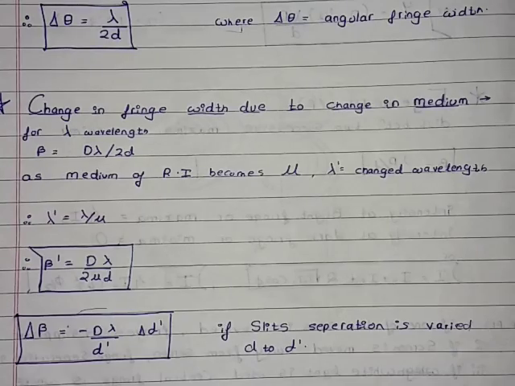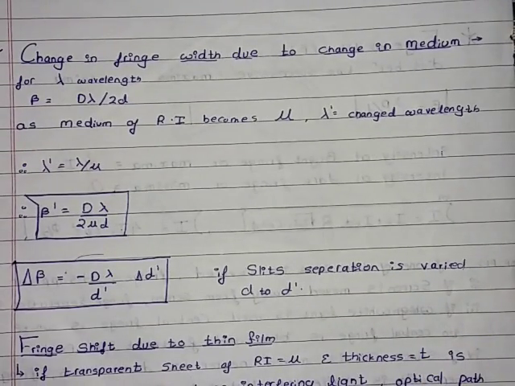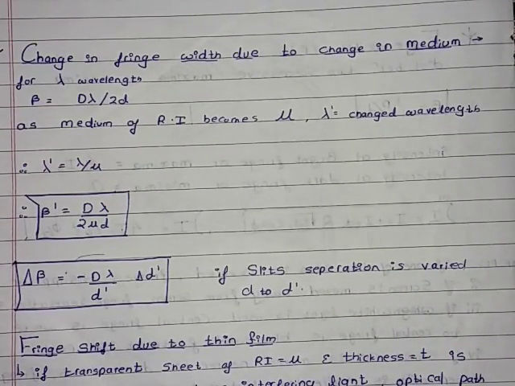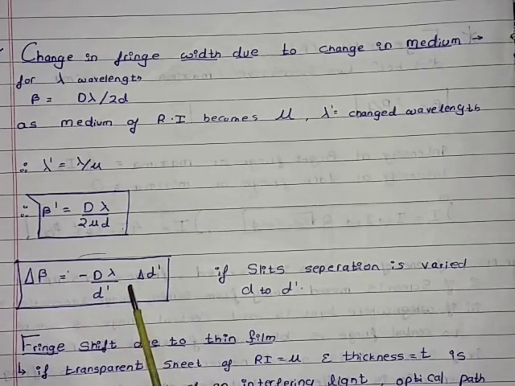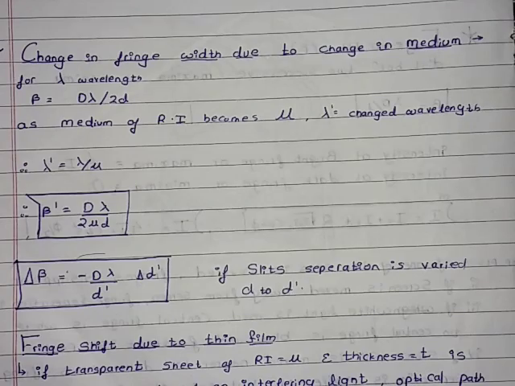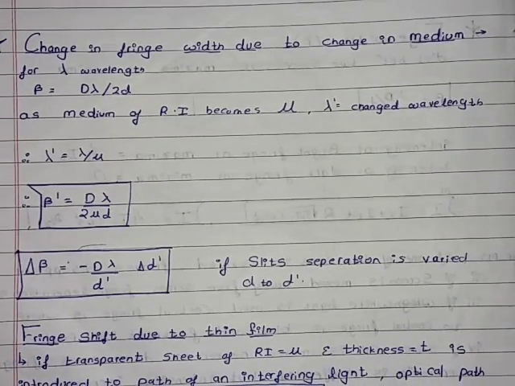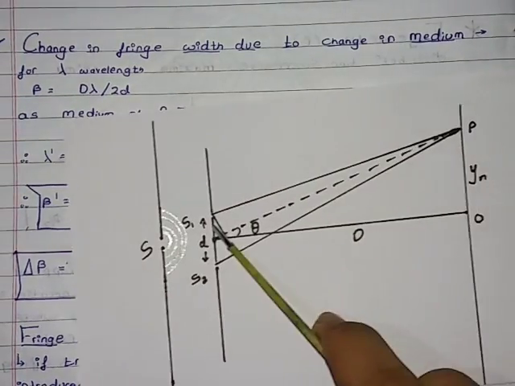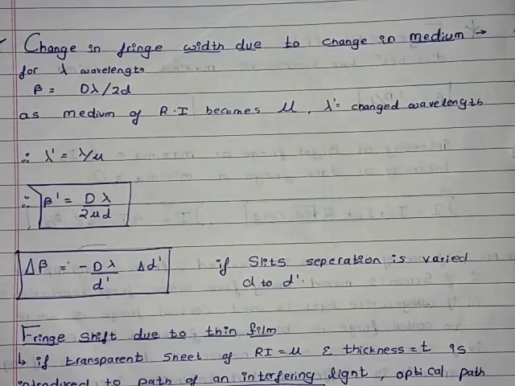And thus the change in fringe width would be minus of capital D upon small d, into lambda into delta d dash, if the slit separation is varied from d to d dash, that is from this d to some other value, right?